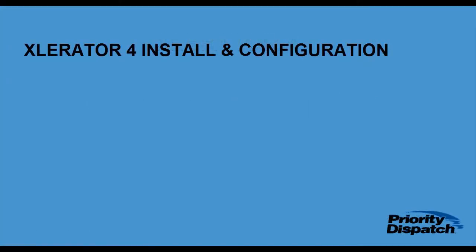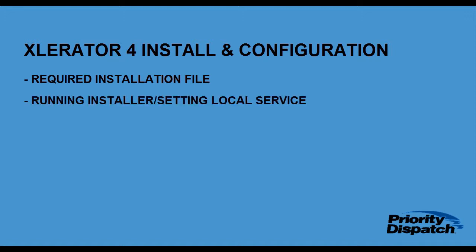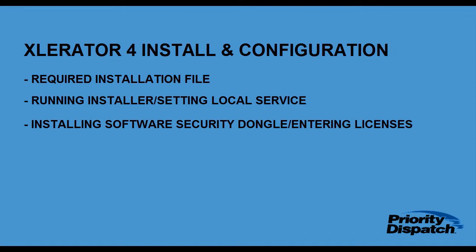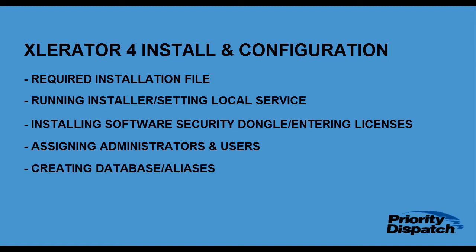By the end of this presentation, you'll be able to find the required installation file, run the installer and set the local Windows service, install the software security dongle and enter the licensing information, assign administrators and users, and finally, you'll be able to create database and aliases for both Paramount 5.1 and Aqua 6.